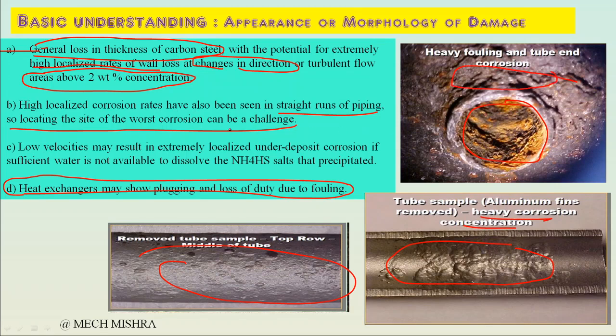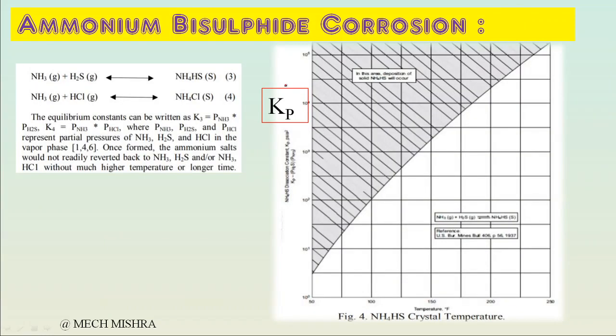So this is how you will recognize ammonium bisulfide, and these are the critical factors which will cause this type of corrosion. Now the most important thing is that when ammonium bisulfide comes in solid form, then it's a concern, but when it sublimates, we have to predict that temperature and stay above it, which means we have to avoid desublimation.